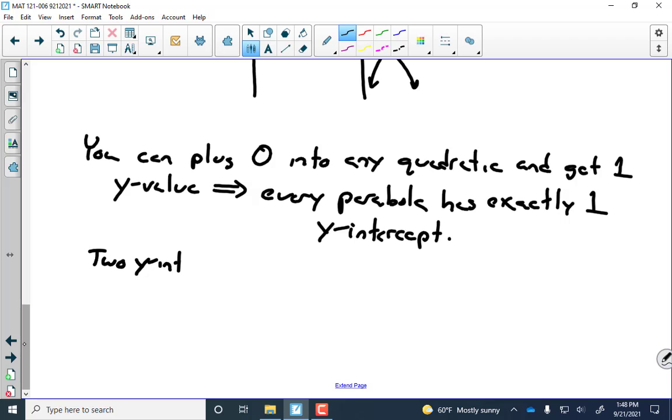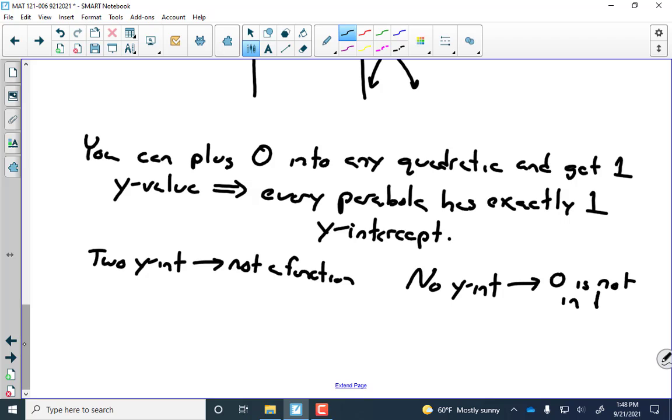If you had two y-intercepts, then you wouldn't have a function. So that's not going to happen. If you had no y-intercepts, that would mean 0 is not in the domain, and 0 is definitely in the domain. So neither of those things is going to happen. You always have one y-intercept. How many x-intercepts do you have? Maybe one, maybe two, maybe none.